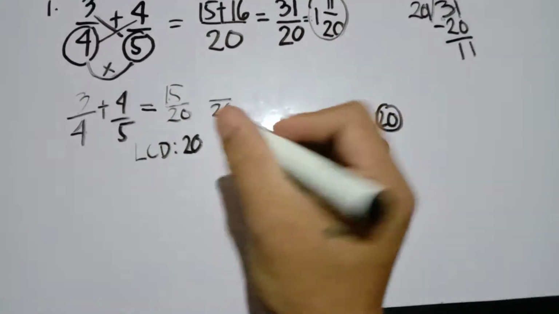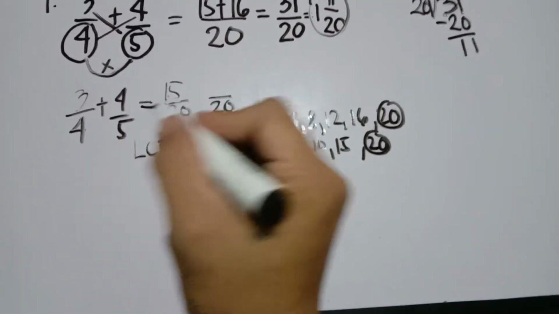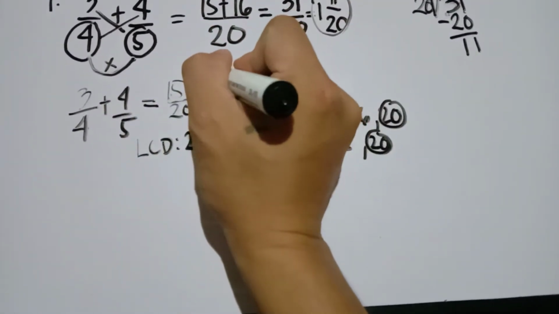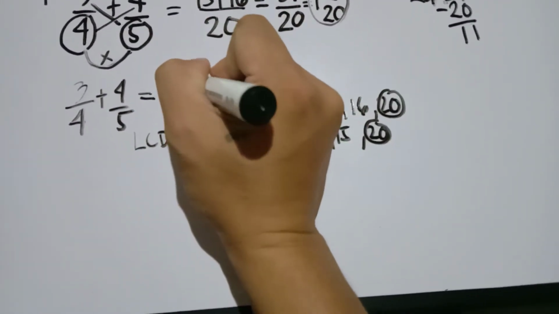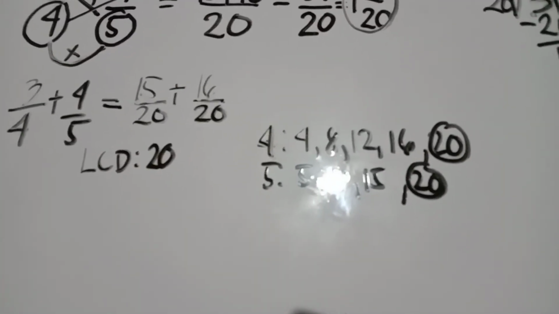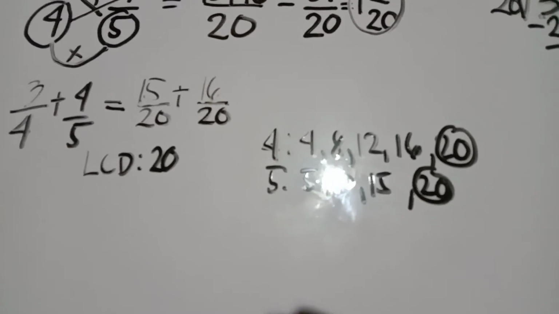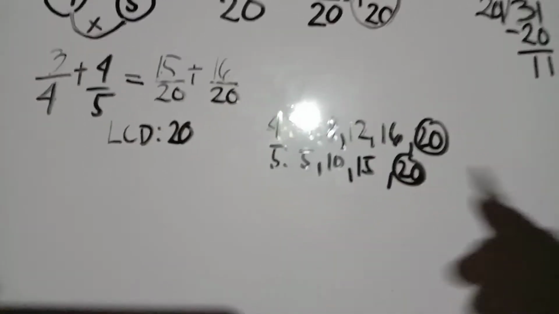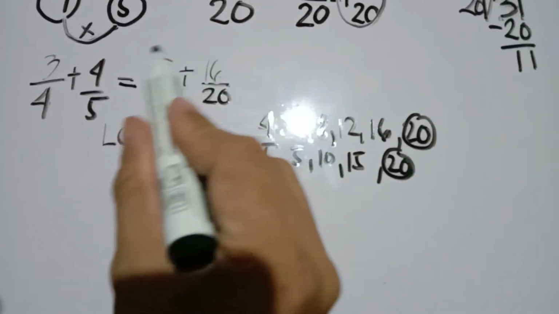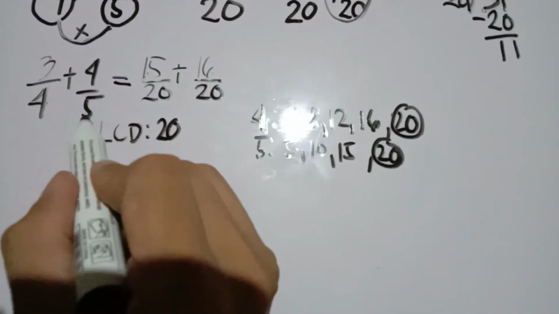Okay, next, 20 divided by 5 is equal to 4. Then 4 times 4 is equal to 16. Then add. Okay, so try to check. We have now 15 over 20 plus 16 over 20. So these are now the new fractions. These are the equivalent fractions of 3/4 and 4/5.